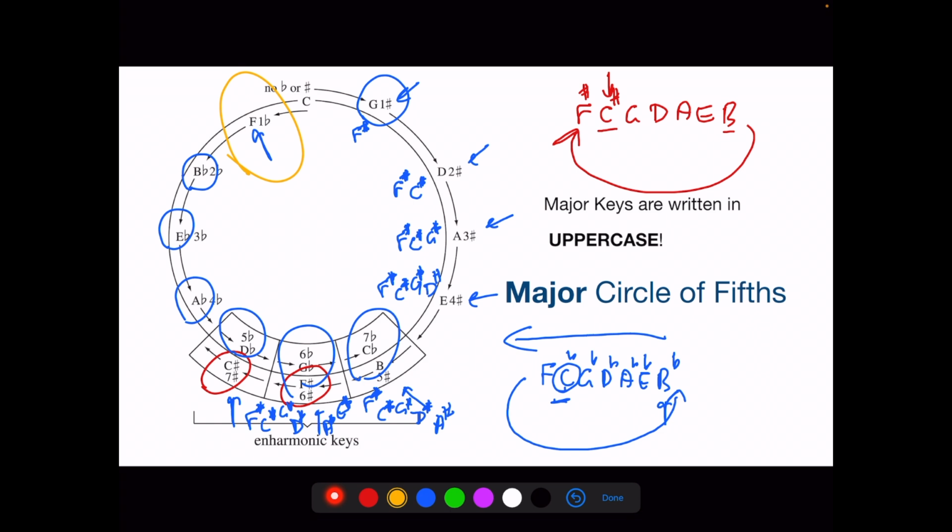So instead of F, C, G, D, A, E, B, it's going to be the opposite: B, E, A, D, G, C, F, right? This direction, B, E, A, D, G, C, F. So F is always going to have this B flat. And the B flat key is going to have B flat and E flat. The next one is going to be B flat, E flat, A flat. And A flat is going to be B flat, E flat, A flat, D flat, and so on and so forth. Okay, so that's the major keys.